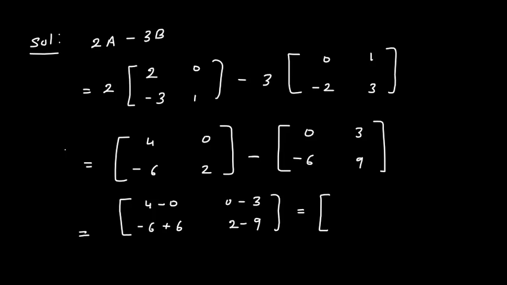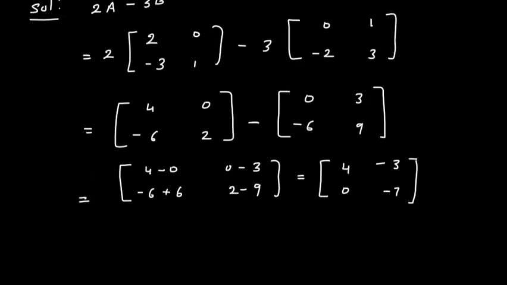So your final answer: 4 minus 0 is 4. This is minus 3. This is 0 and this is minus 7. So this is the final answer. Second question.